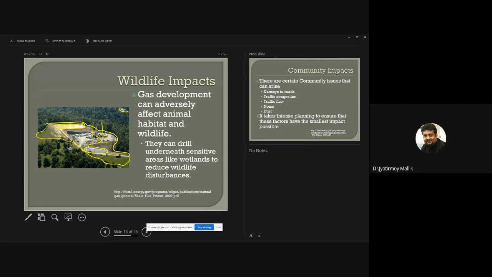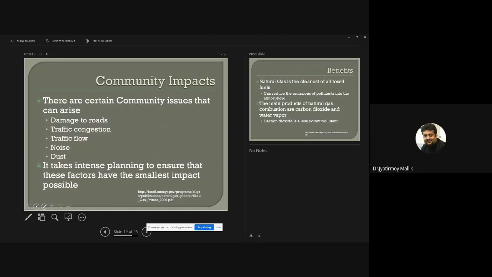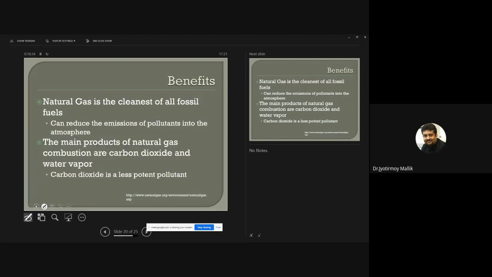So gas development can adversely affect animal habitat and wildlife that we have just discussed. They can drill underneath sensitive areas like wetlands and reduce wildlife disturbances. So that can be a solution to that problem. Okay, community impacts: damage of roads, traffic congestion, traffic flow, noise, dust. I don't need to spell it out for you. You can understand any industrial operation can have such impacts. It takes intense planning to ensure these factors have the smallest impact possible. Okay, so good planning is the key.